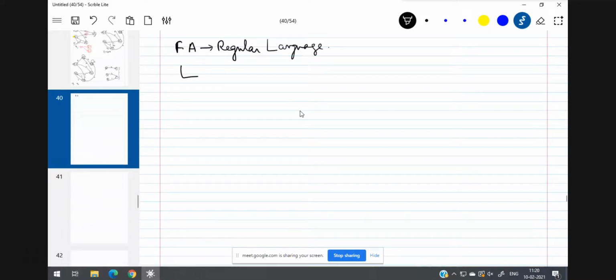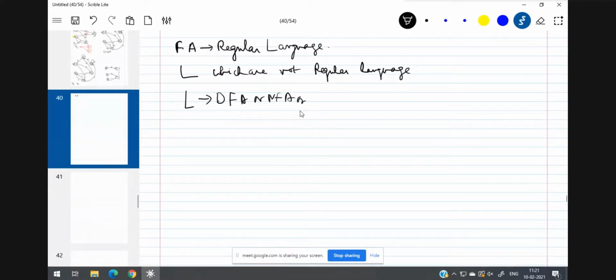if somebody asks to identify the languages which are not regular, how to identify that? Say for example, given a language, if you could design a DFA or an NFA or a regular expression for that particular language, then we can conclude that this language is regular language.